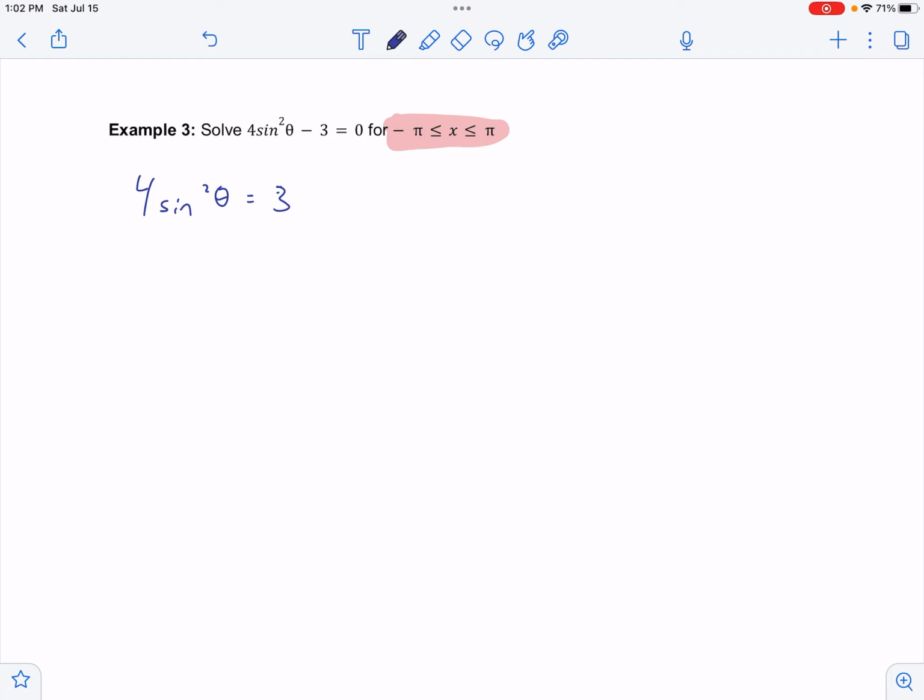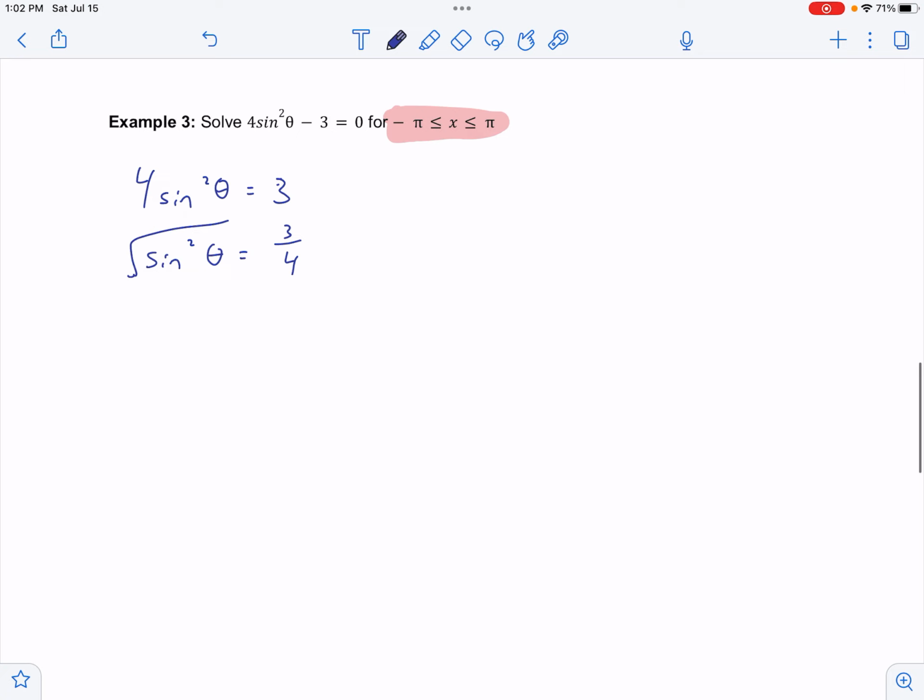And I can leave my sine squared theta there for the rearranging process. My first step, I've just moved 3 to the other side, and now I'm going to divide both sides by 4 to give me 3 over 4. Now I need to get rid of the squared, so I'm going to take the square root of both sides, leaving me with sine theta is equal to positive or negative root 3 over root 4. Oh, and look there. Root 4 is 2. Aha, so this is looking very promising that we're going to be able to use our special triangles in order to solve.